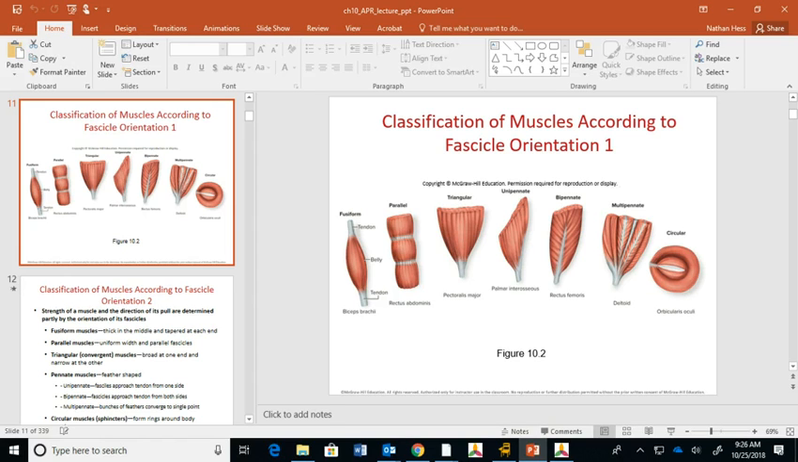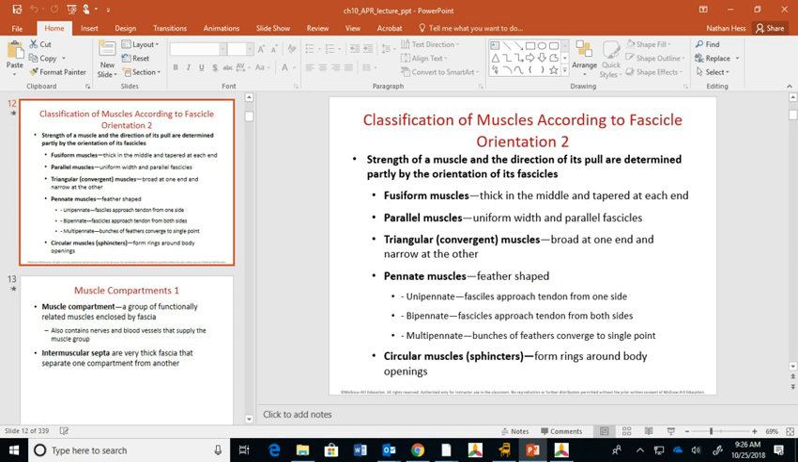This one here? So that's called a parallel muscle. That would be like your abdominals, like your rectus abdominis. It's literally like a tube of muscle that's together there. Let's talk about those pieces.